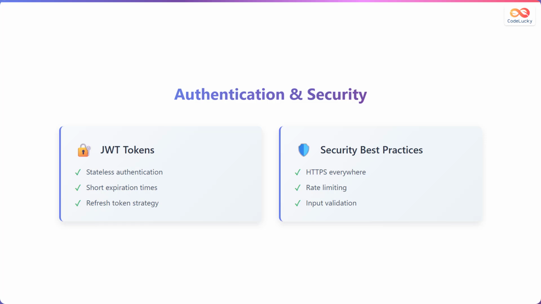Authentication and security are paramount in mobile backend design. JSON Web Tokens, or JWT, tokens provide a stateless authentication mechanism, enabling secure transmission of information between parties as a JSON object. Short expiration times for tokens enhance security by limiting the window of opportunity for misuse. Implementing a refresh token strategy allows users to maintain authenticated sessions without repeatedly entering credentials.